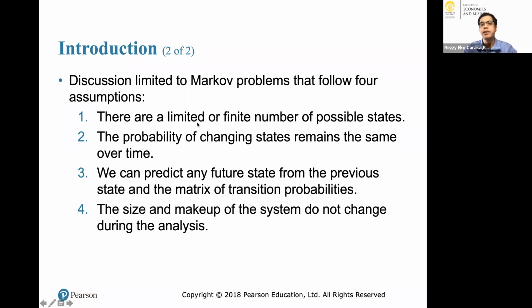First, there is a limited or finite number of possible states, because there are not many state spaces we can get into if you want to make predictions for the future. So there's a limited or finite number of possible states. Second, the assumption is that the probability of changing states remains the same over time. So it's called independent. So every state or every condition should be independent. And we can predict any future state from the previous state and the matrix of transition probabilities.